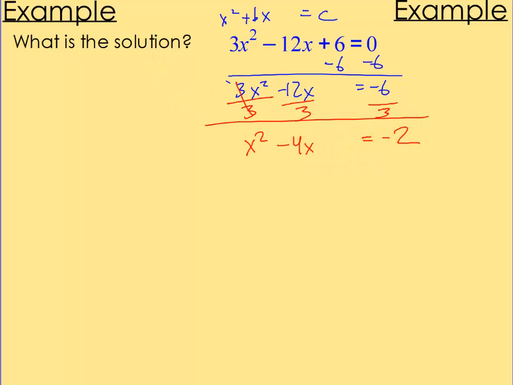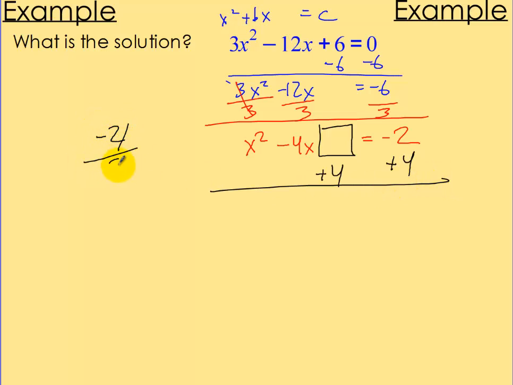Now the next step, I have to complete the square. So what's going to go right there to complete the square? Well, negative 4x, half of that's negative 2, and negative 2 squared is going to be 4. So I'm going to add 4 to both sides. So what I did is I had negative 4, divided it by 2, that equals negative 2. And you want to do negative 2 squared. And that's going to be your perfect square. That's going to complete the square. So what you get is x squared minus 4x plus 4 equals positive 2.